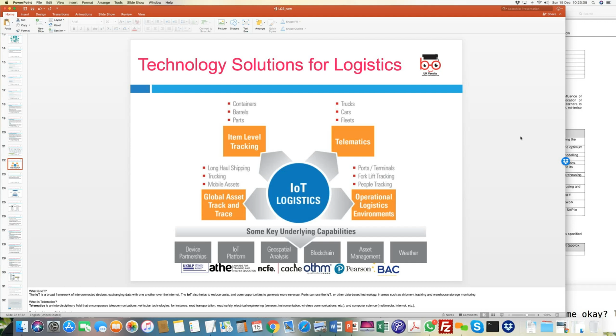But when we look at the other side of things being used within logistics and supply chain, we call a concept called Internet of Things or IoT. And there are 4 or 5 broad types that we can cover. So one is item level tracking or telematics. The third is asset management in this case.